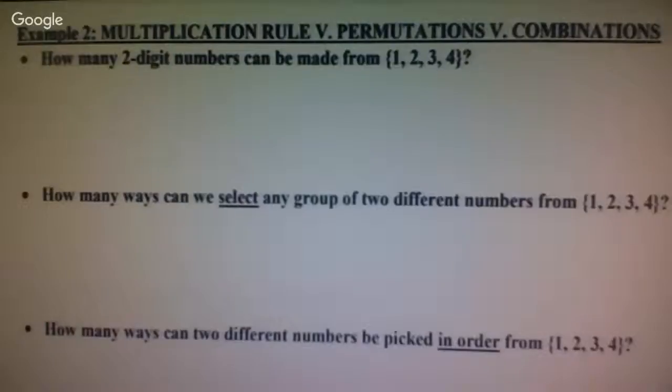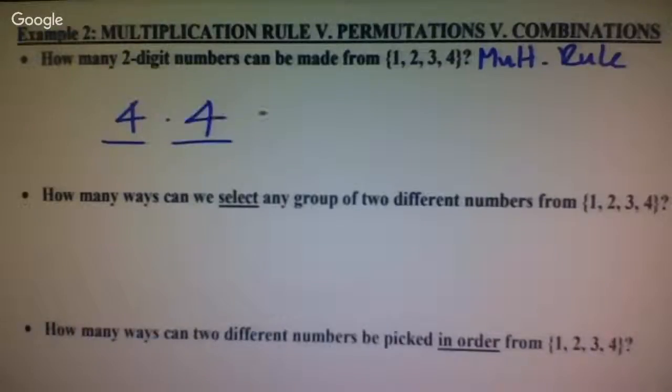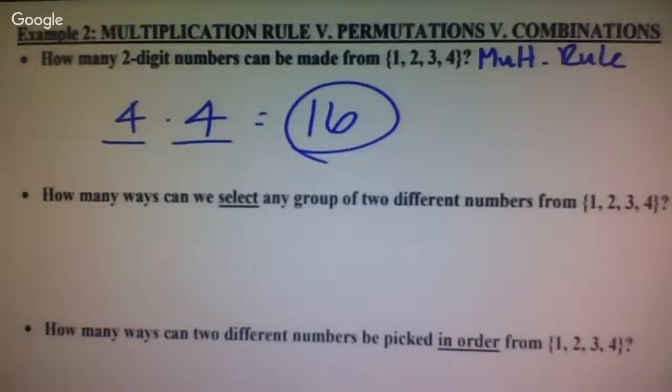The first one is the multiplication rule. Ashley says my first one's multiplication rule. Why? Because you can reuse them. It doesn't say that you can't reuse. If it does not say no repetition, you can reuse. So this one is 4 times 4. That one is your multiplication rule.